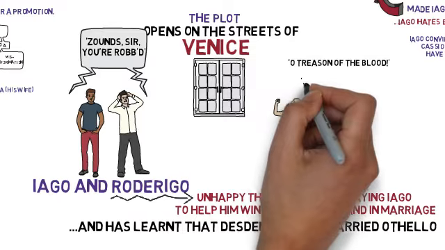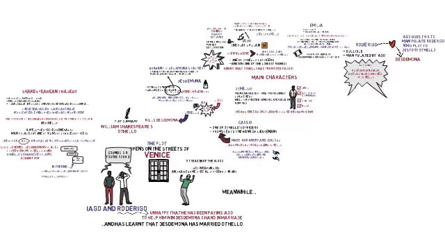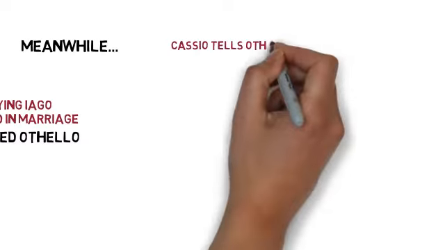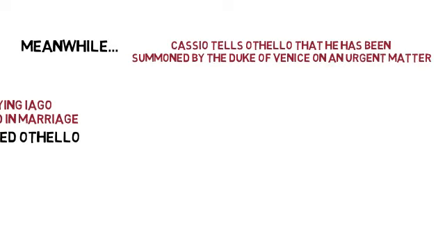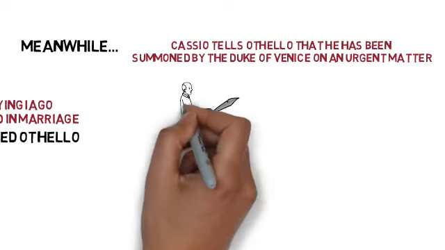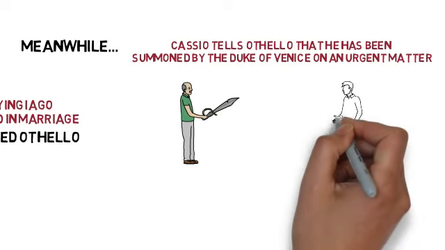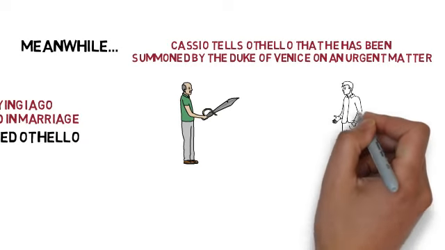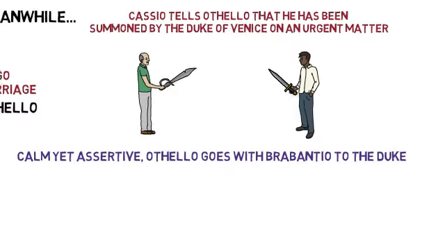Brabantio, alarmed by this, gathers his men to capture Othello and take him to the Duke of Venice. Meanwhile, Cassio tells Othello that he has been summoned by the Duke of Venice on an urgent matter. On his way there, Brabantio and his men stop Othello and, with weapons drawn, accuse him of stealing Desdemona by witchcraft. Calm yet assertive, Othello goes with Brabantio to the Duke.